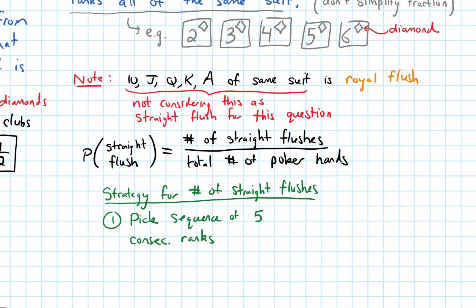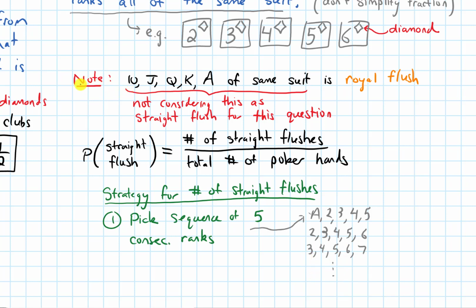So for example, if I made the ace the lowest ranked, kind of like a 1, I could have ace, 2, 3, 4, 5. Okay, if I increased everything by 1, I would have 2, 3, 4, 5, 6. And I could keep going like this. I could do 3, 4, 5, 6, 7. And how high could we go?